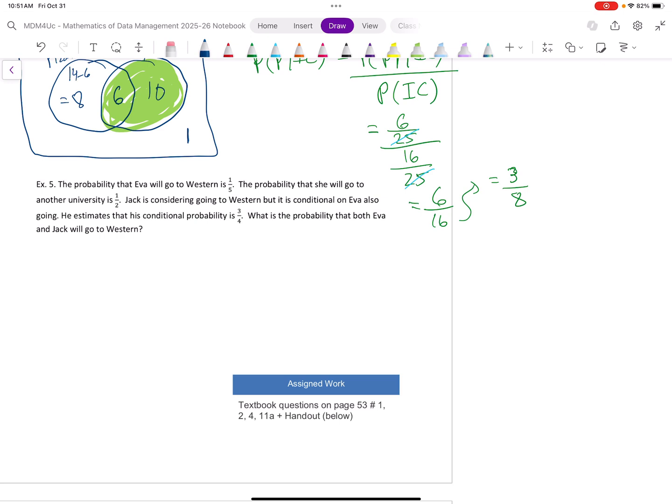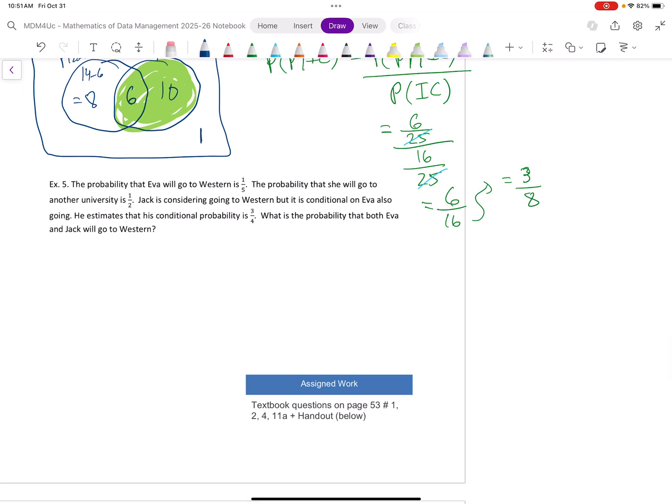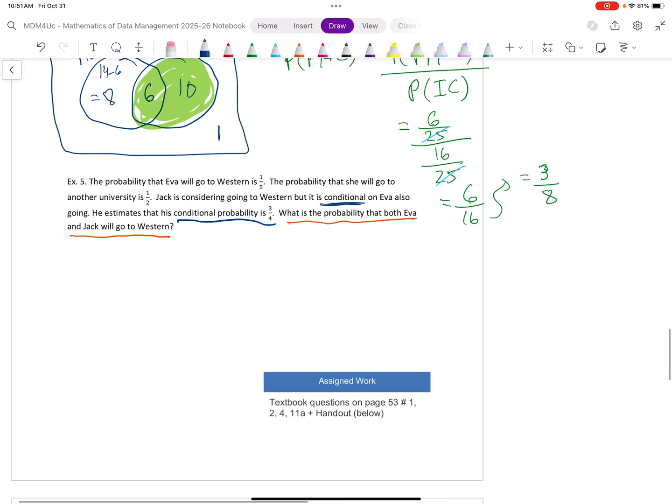It says the probability that Eva will go to Western is 1/5. So she's got a 20% chance, she thinks. So subjective probability. The probability that she will go to another university is 50% or 1/2. Jack is considering going to Western, but it is conditional on Eva also going. So they've thrown this word in there to help, I think. It says he estimates that the conditional probability is 3/4, but what's the probability that both Eva and Jack go to Western? So there's a lot of information here, and let's break it down and separate it out.